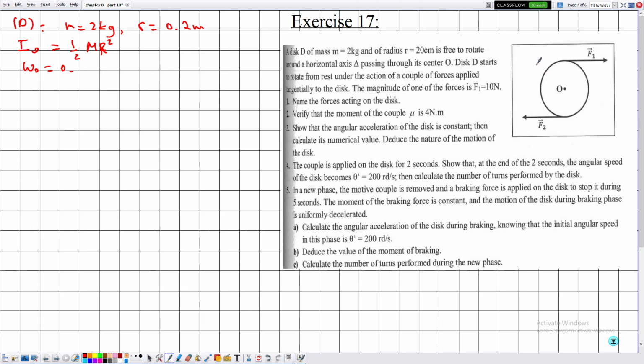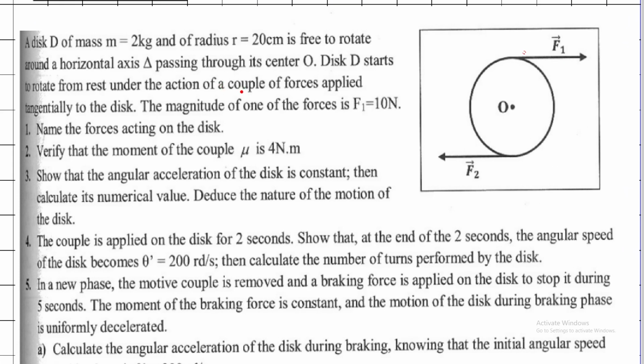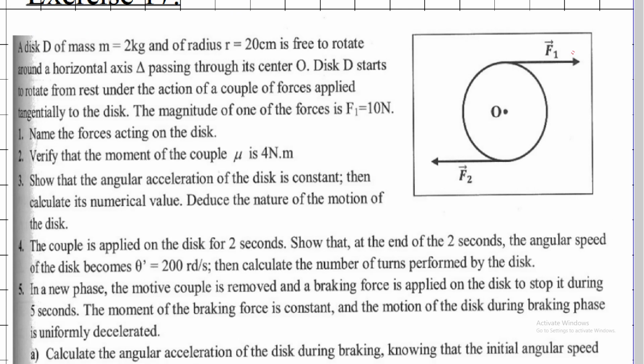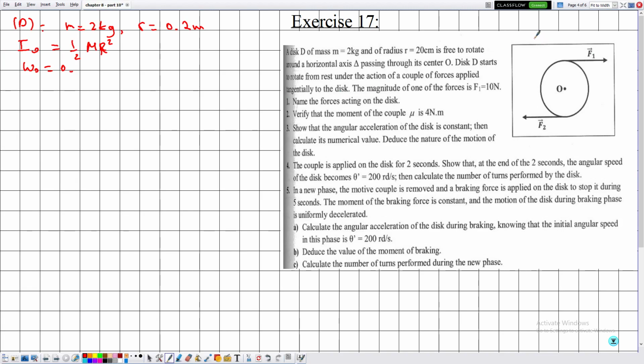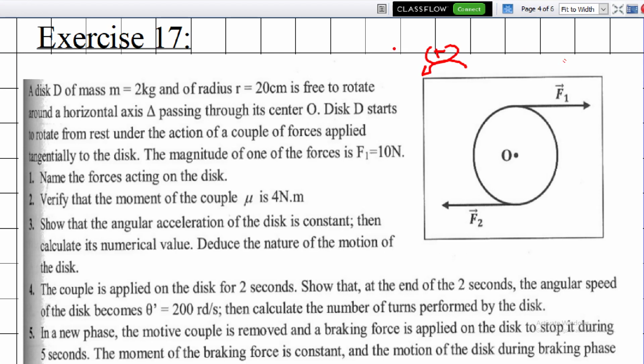Under the action of a couple, so here we have a couple of forces, and indeed these two forces form a couple because both of them have the same line of action, opposite direction, and same magnitude, applied tangentially to the disk. This is good. So whenever they are in the tangential direction, no need for any projections. Taking this as the positive direction. I think that in the question they are taking this one to be the positive direction, but it's okay.